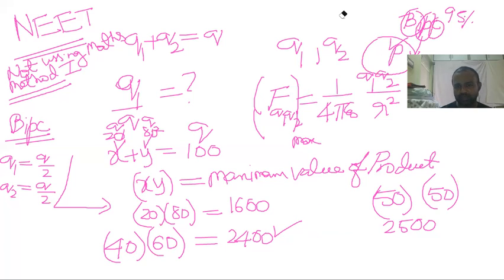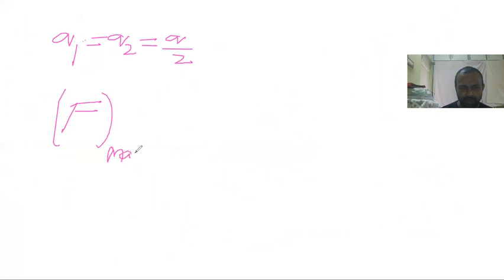So let's go further. I'm rubbing this. So we have got Q1 and Q2. Q1 is equal to Q2 is equal to Q by 2. Now we can maximize the force equation. Sir, how do you maximize? The force equation must get Q1 is equal to Q2 is equal to Q by 2. Just now I wrote, Q1 is equal to Q by 2, Q2 is equal to Q by 2.